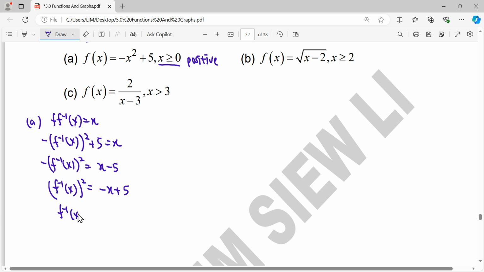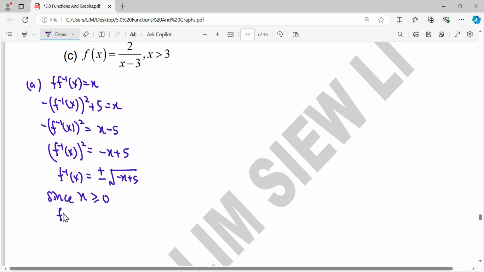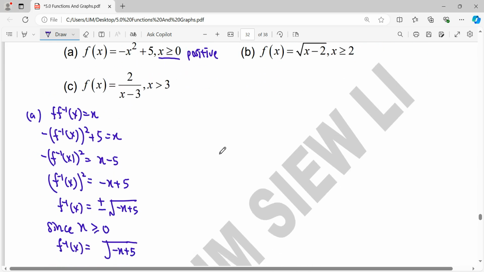And then we simplify the squares. We get two answers, square root, positive and negative. Then since, looking at the question's domain, we are only taking the positive side to be inverse. Therefore, our inverse function is supposed to give the positive answer. Then we continue, find out its domain and range.